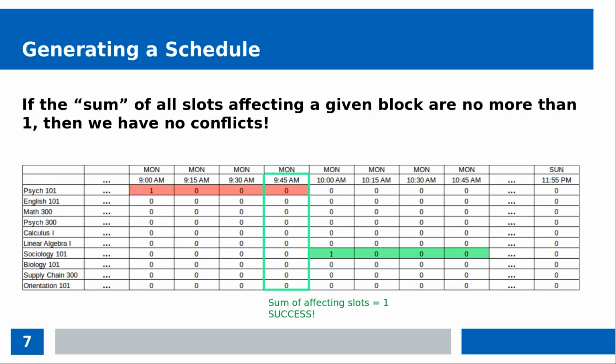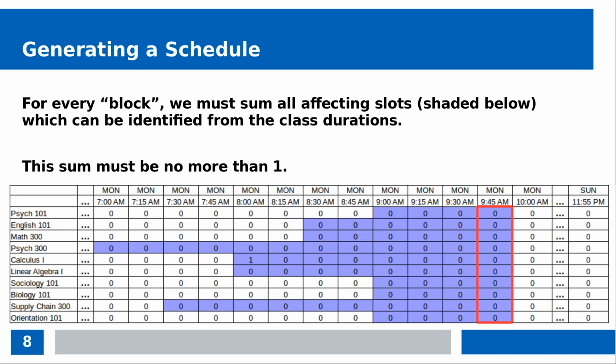So how exactly do we visualize this on a higher level? Essentially, for every 15-minute block, we must sum all the affecting slots, as shaded below for the 9:45 a.m. slot. And you can identify these affecting slots by the class duration. So for instance, Psych 101 is 1 hour. Therefore, all slots from 9 a.m. to 9:45 a.m. affect the 9:45 a.m. slot being occupied.